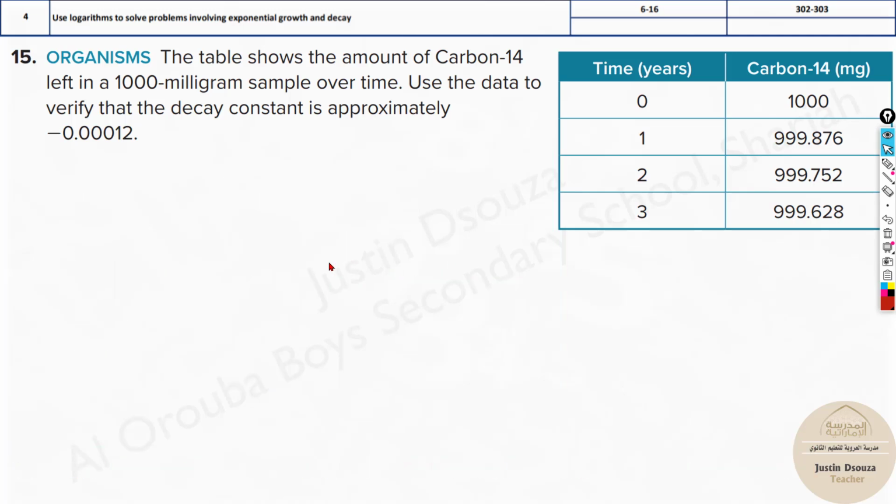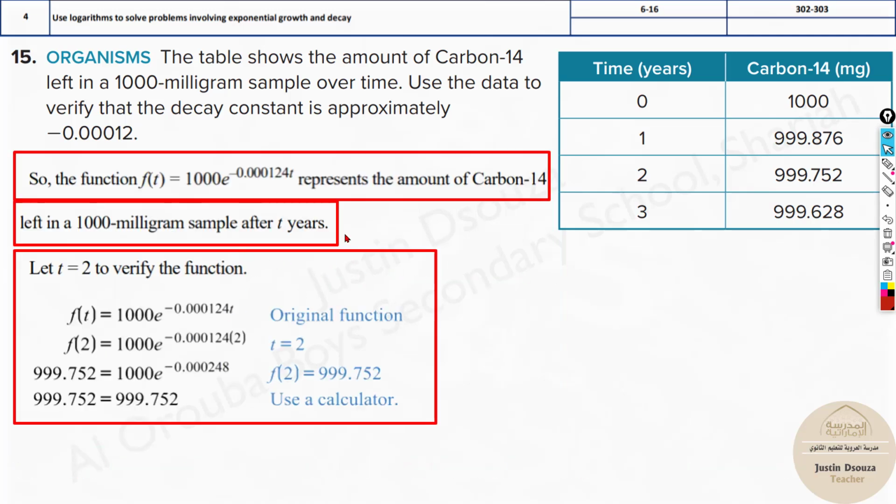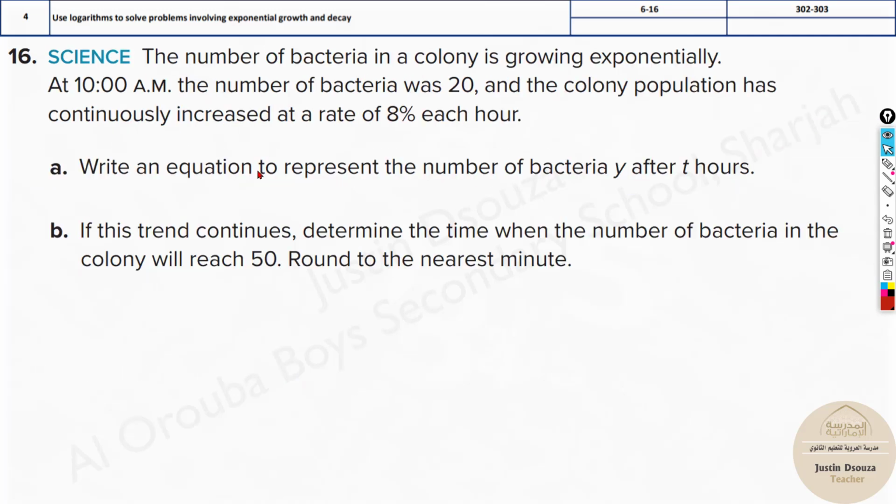You can verify this k value by using these data and get one of the answers. I will show you over here. You can just choose any time. We have taken a time t2 and just substitute in the growth equation as t is 2. And what is the answer you're getting? 999.752. Yes, this is true. Obviously, it's true because we used this table and did it, and it's corresponding to this itself. So that's how we solve it.